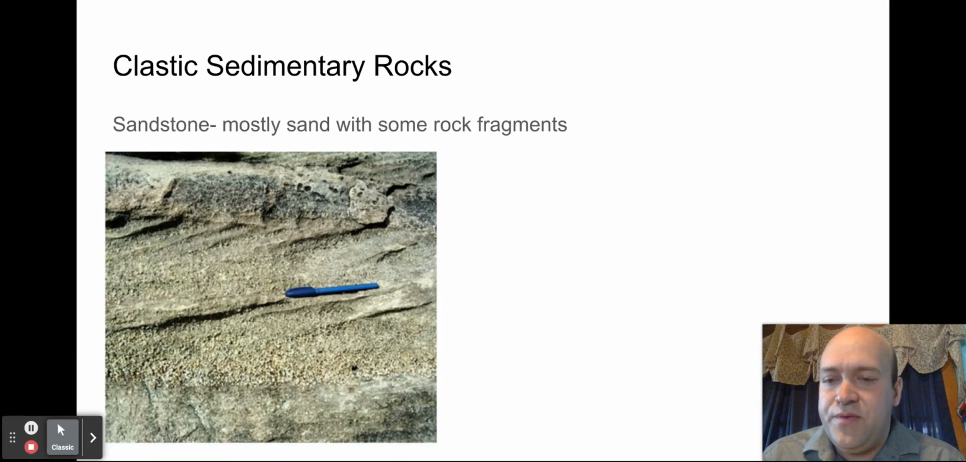Next one is sandstone. It's mostly sand with some other rock fragments mixed in. So it's a very rough sort of stone, just because most of the particles are sand, and typically fairly fragile.